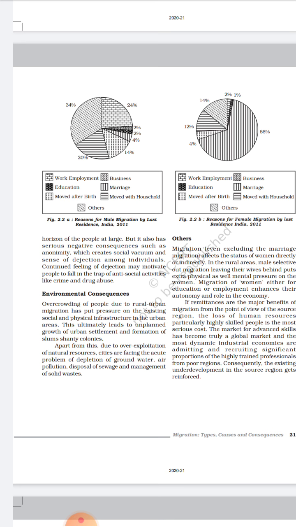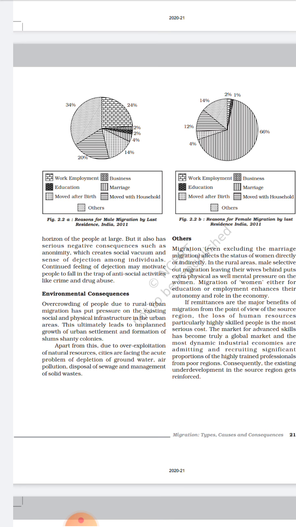The positive contribution is that both cultures learn some new things from each other. And the negative side is a situation of anonymity, that is, people find it hard to identify each other, because in cities or urban life, most people are busy in their work or activities. So they are not socially connected as compared to rural areas. Because of this dejection, people fall into the trap of antisocial activities like crime and drug abuse.